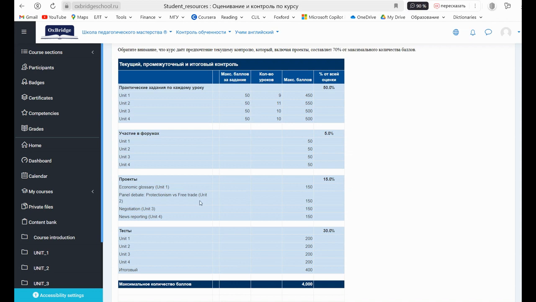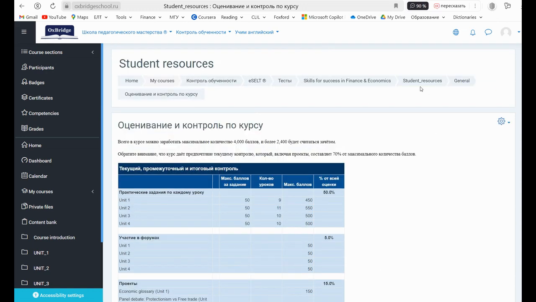There are various projects that students will do during the course of the various units, and they comprise 15% of the course. And finally, there are the good old-fashioned tests that test both their knowledge of English and their knowledge of economics that they've picked up.